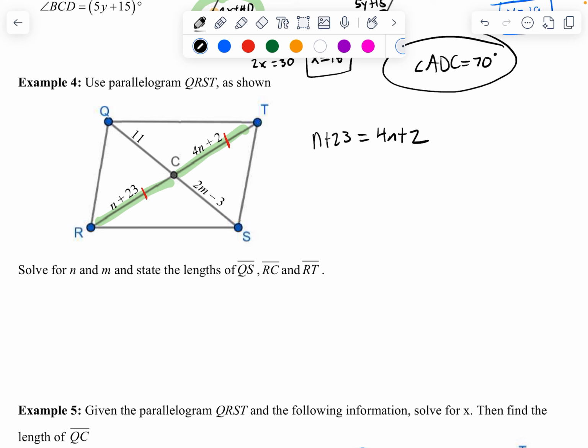All right, so I'm going to get my n's to one side, get my numbers to the other to solve. So subtract n, we get 3n. All right, get a minus 2 to move it over. So we get 3n equals 21. Divide by 3, n equals 7.